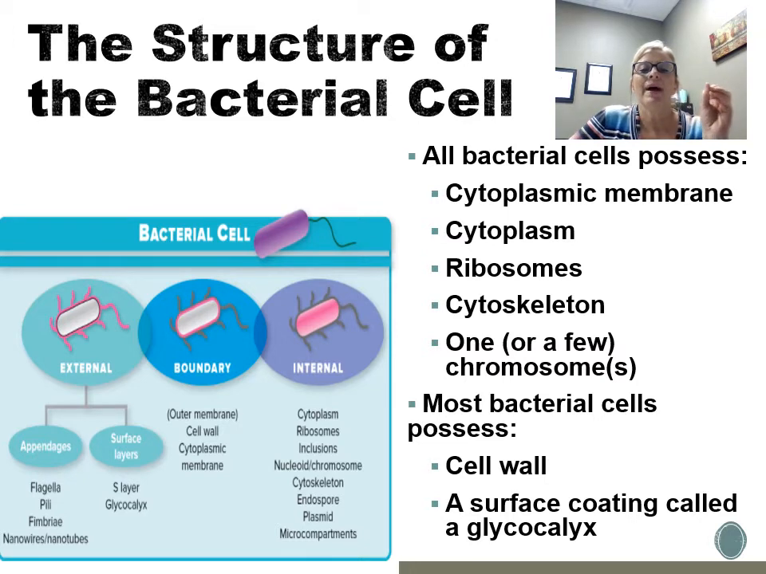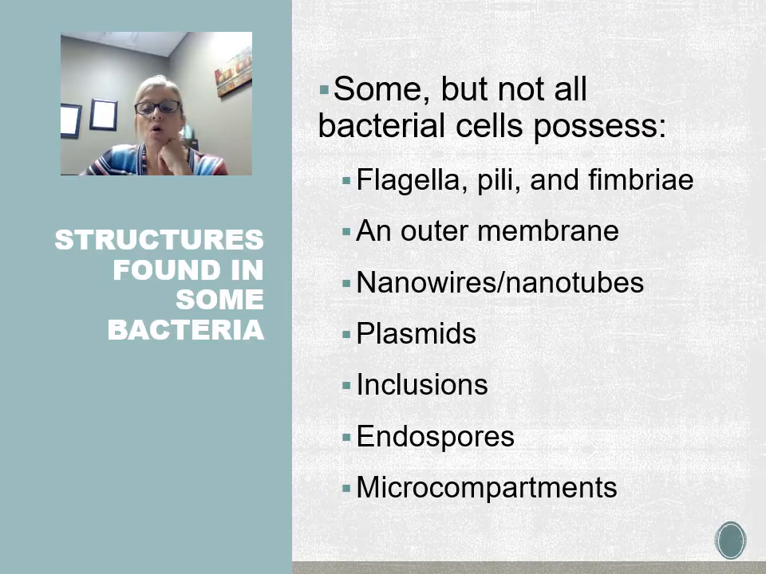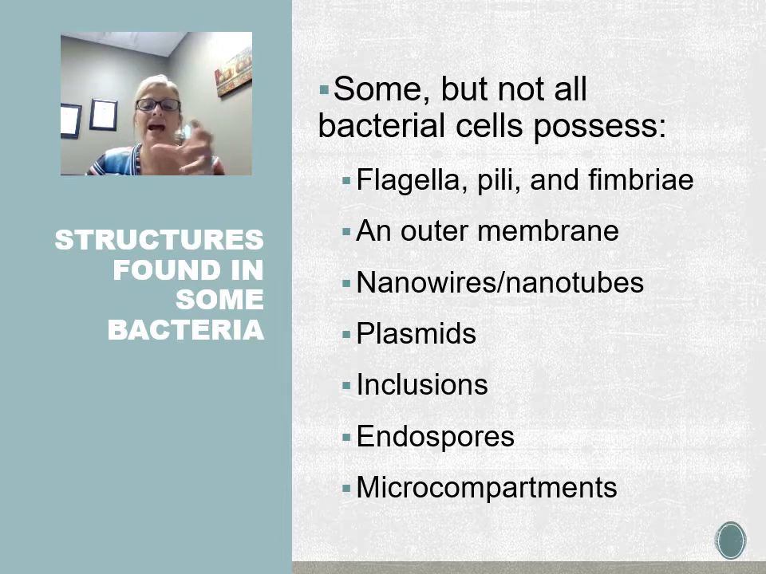All right. All bacterial cells possess a cytoplasmic membrane, cytoplasm, ribosomes, cytoskeleton, and one or several chromosomes. The majority have a cell wall and a glycocalyx, and we'll get into a little more detail about what these things are. There are some features that bacteria can have, but not all of them have them. These are going to be things like fimbriae, pili, flagella, an outer membrane, plasmids, inclusions, and endospores. There are some new things that we're learning about called nanowires and nanotubules, and they can also have some microcompartments in them.